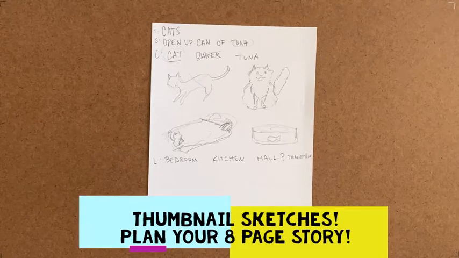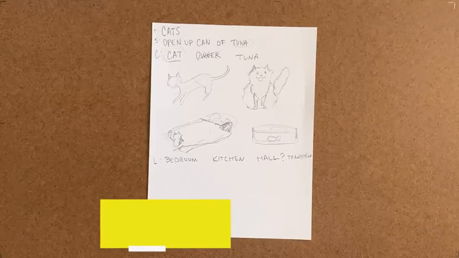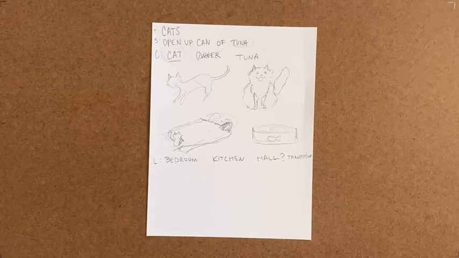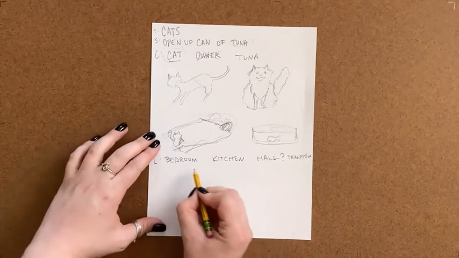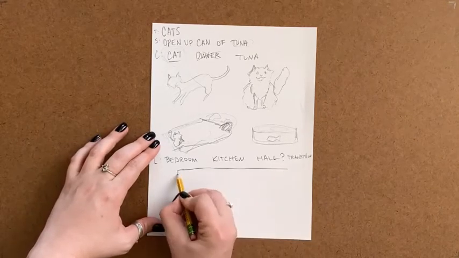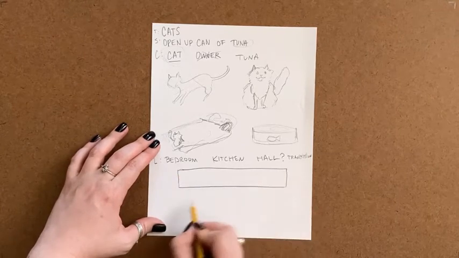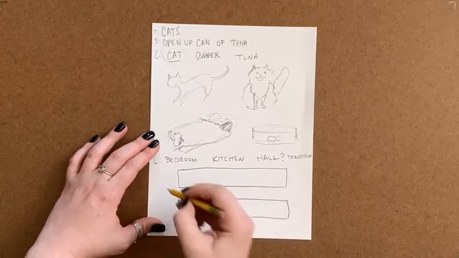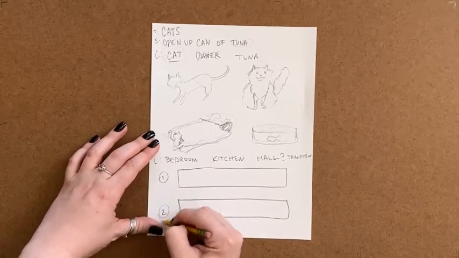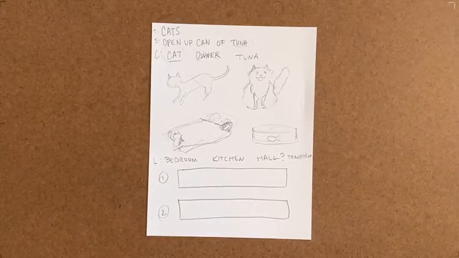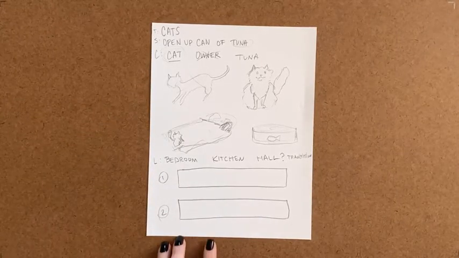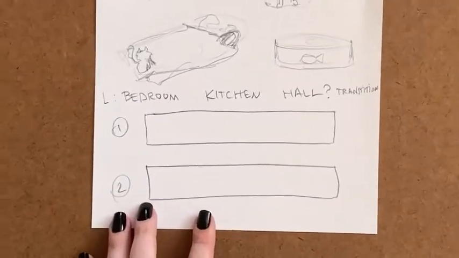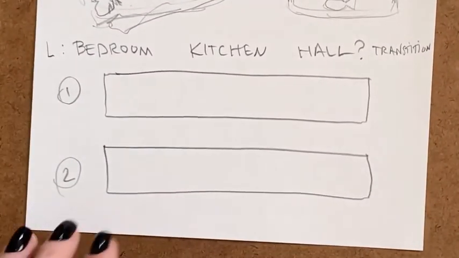So now that I have my main designs and everything that I want to do, we're going to do some quick thumbnail sketches. The books we are going to make, the zines, are going to have 8 pages. So I want you to draw 2 long, skinny rectangles. We have number 1 and number 2. And then we're going to divide those rectangles up into 8 sections.